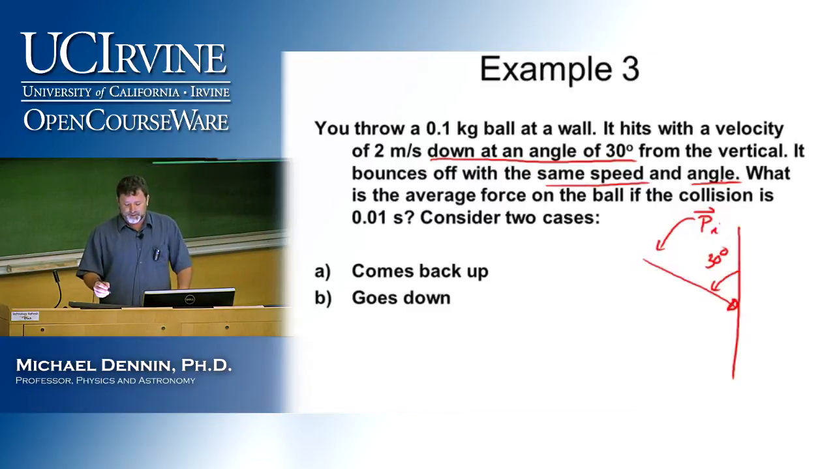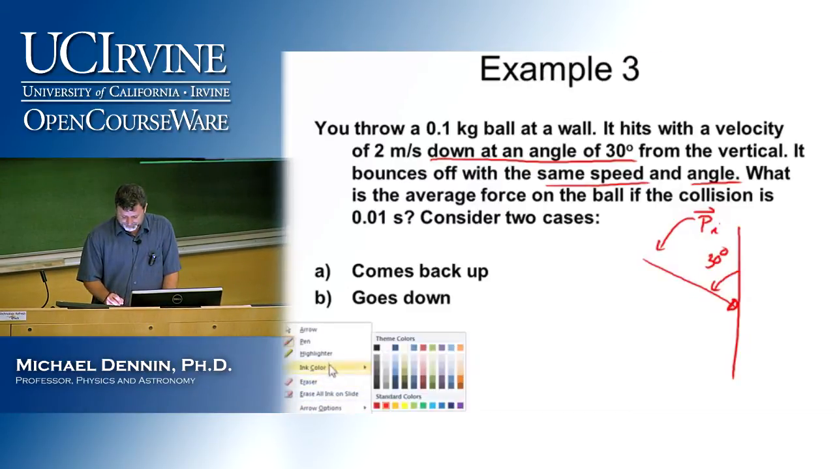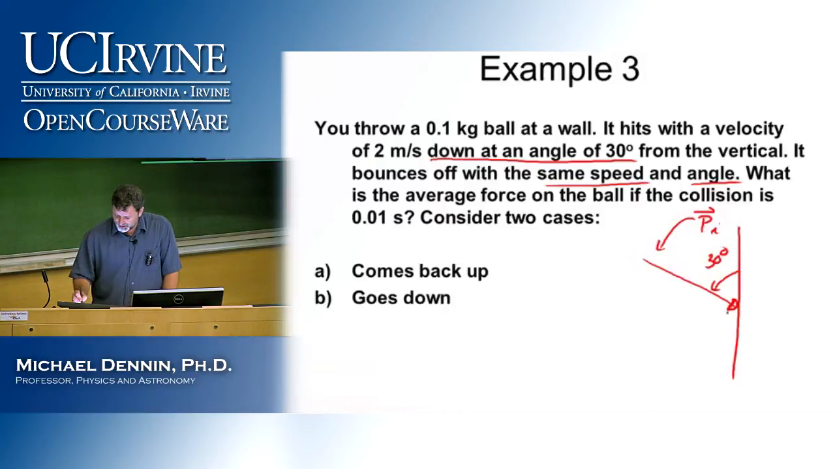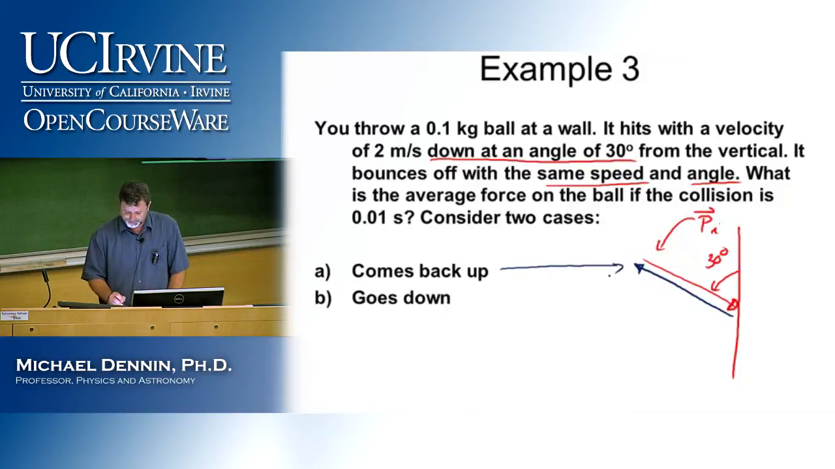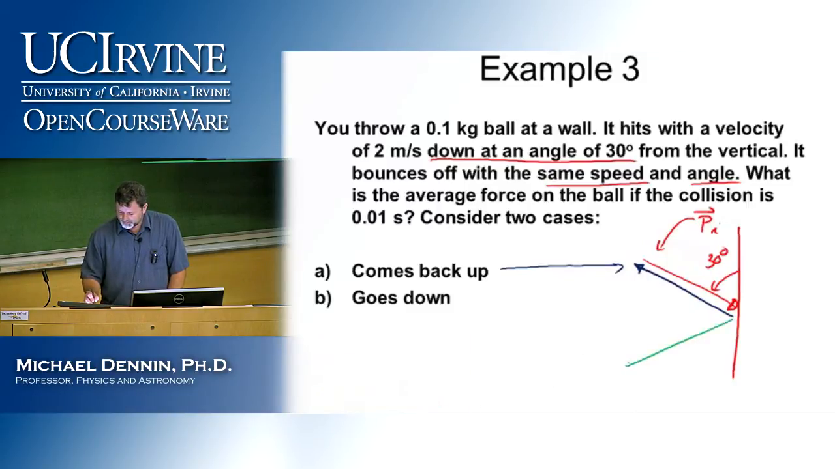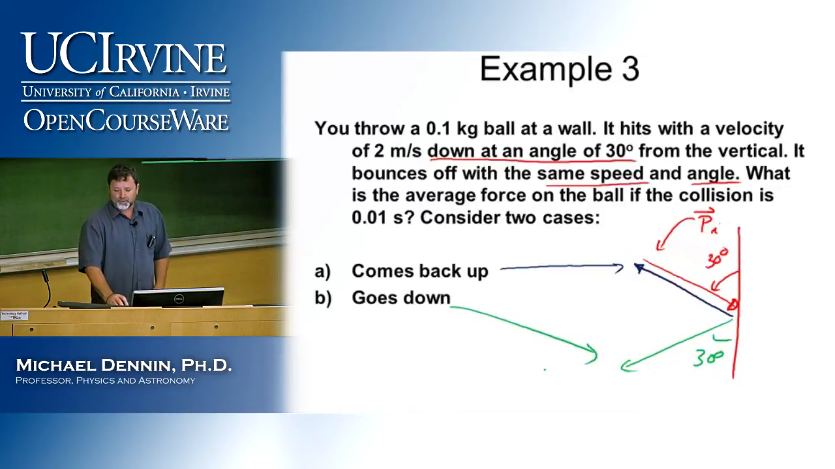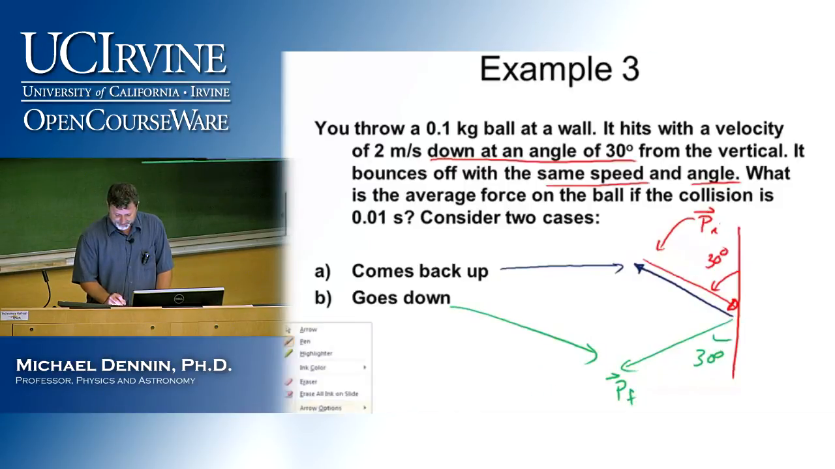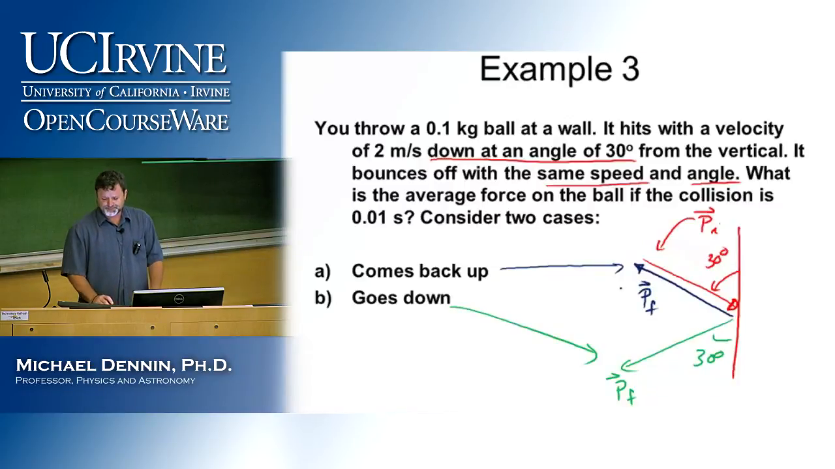Now there's actually 2 ways we can bounce off with the same angle. I can bounce back up at 30 degrees. So this is case A. Or I can bounce down at 30 degrees. So that's case B. And we're going to look at both of those. So this is P final in that case. And this is P final in that case.